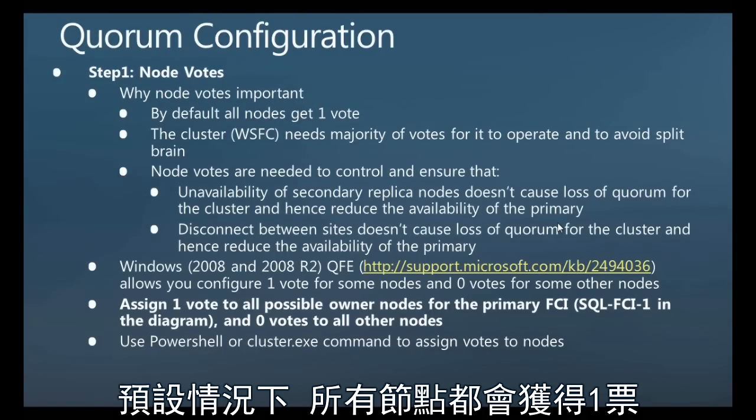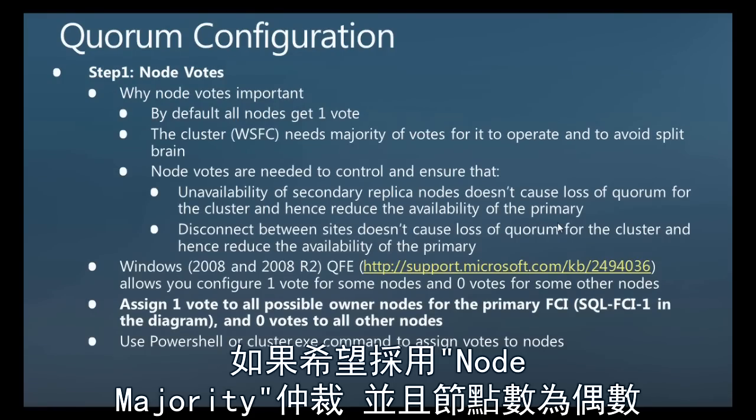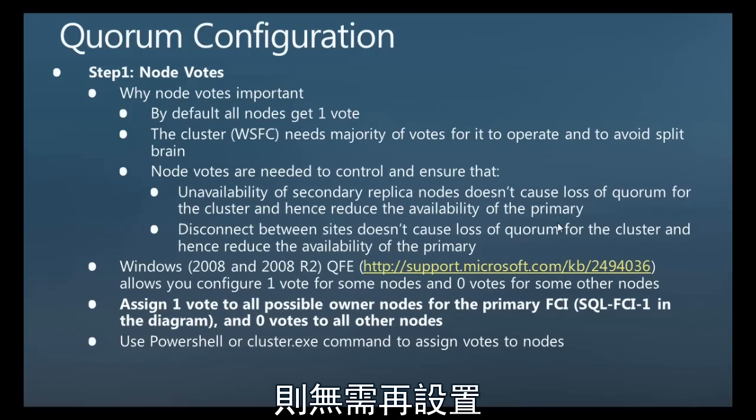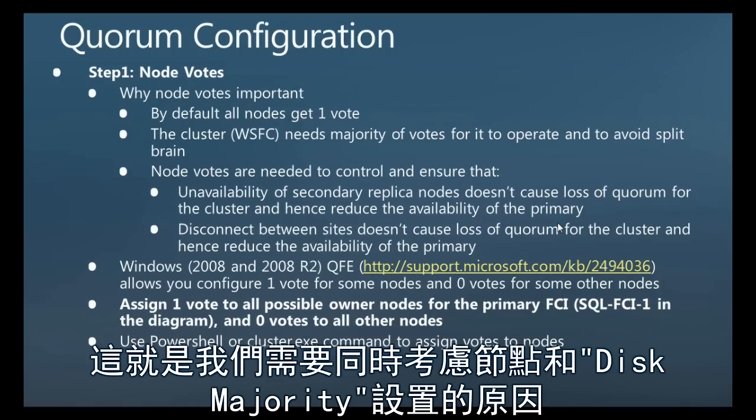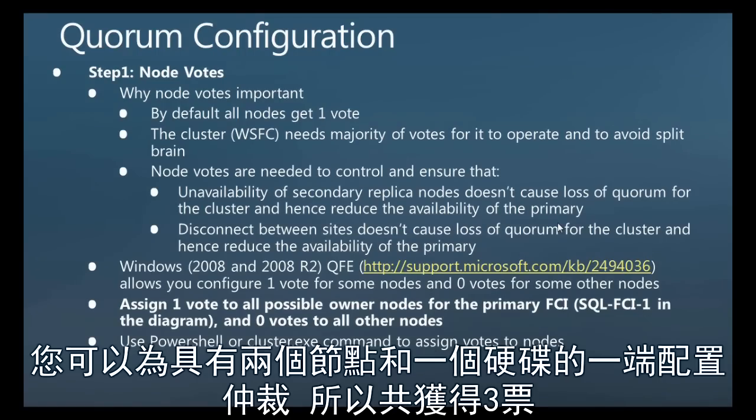So by default, all nodes get 1 vote. If you want to have the node majority with an even number, it's already set up. But in this case, because you have 2 different FCIs in 2 different subnets, we assume you have even numbers of nodes. So that's why you need a node plus disk majority. You can configure the quorum for one side. They have 2 nodes and 1 disk, so you have 3 votes.